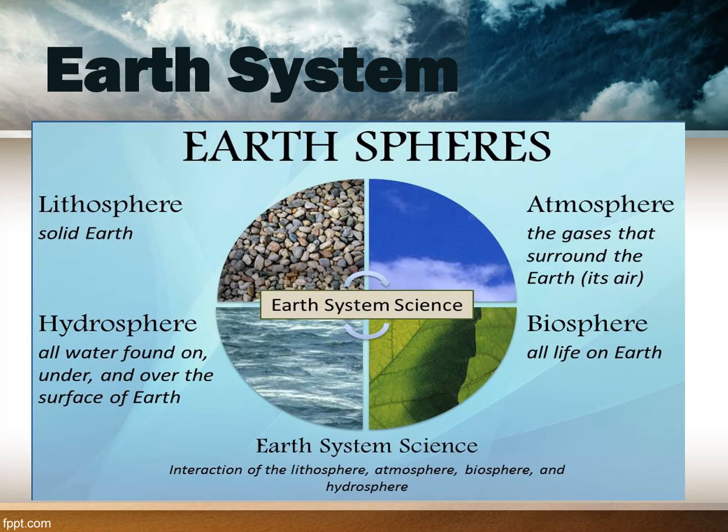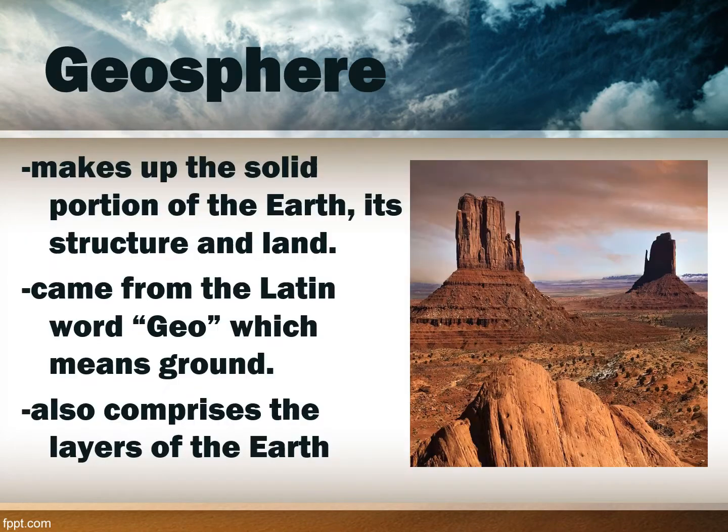In summary, our Earth spheres are the lithosphere, which is the solid part of the Earth. We also have here the atmosphere, where all the gases that surround the Earth, or the air. We have the hydrosphere, all the water found on, under, and over the surface of the Earth, and the biosphere, all lives on Earth. And these spheres interact with each other to support life.